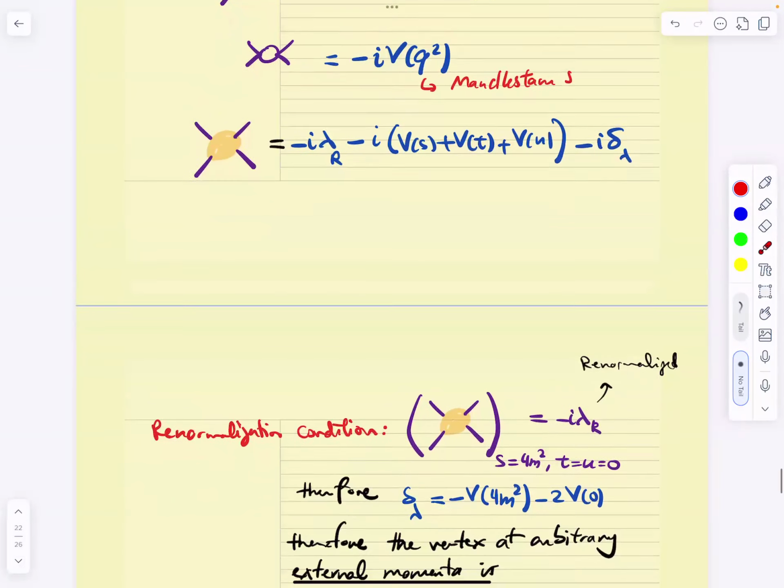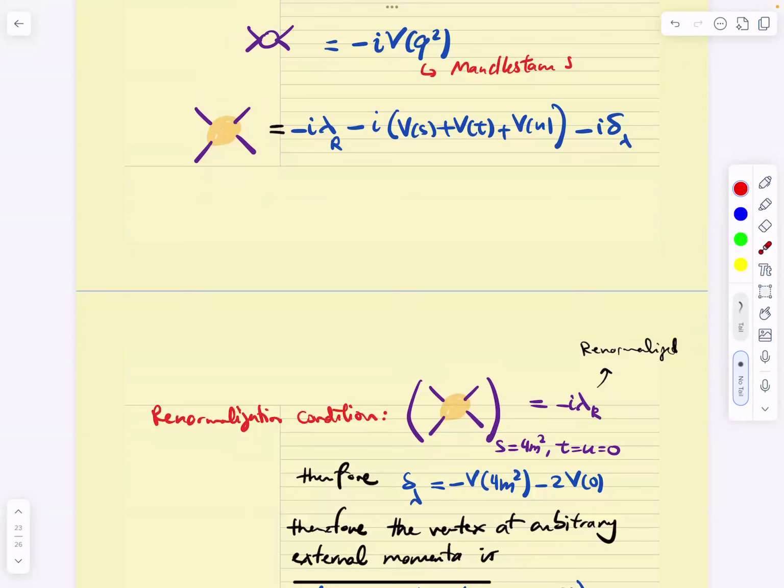Which immediately tells you that because this should hold, this at the value of s equals 4m squared, t equals 0, u equals 0 has to be minus i lambda_r. It tells you that these two terms will have to cancel at this point, right? So we obtain v of 4m squared plus v of 0 plus v of 0 should be equal to minus delta lambda. That fixes for you the counter term. So the job of the renormalization condition is to fix the counter term.